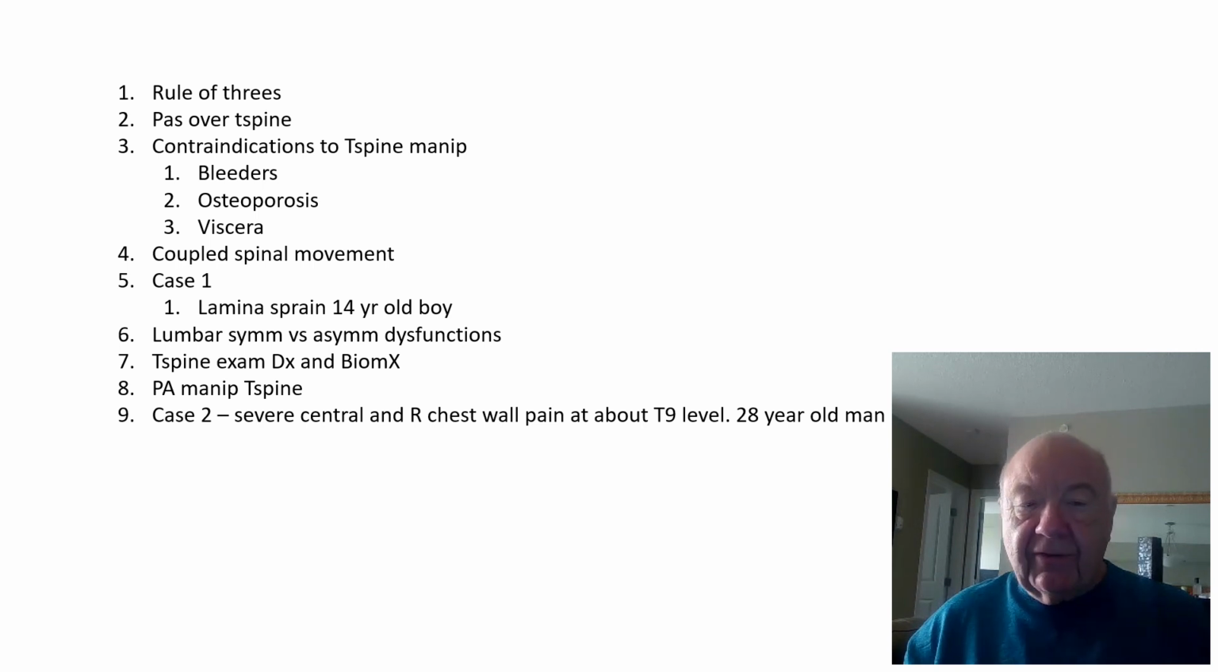We looked at a case of a laminar sprain in a 14-year-old boy. This is a torsional injury, so soccer is a big one because of kicking. And then we talked about lumbar symmetrical and asymmetrical dysfunctions, and how symmetrical dysfunctions won't show up on position testing. So we went through the symmetrical P-PIVMs to determine whether there is a hypomobility present, and that video is in the general videos on my YouTube channel.